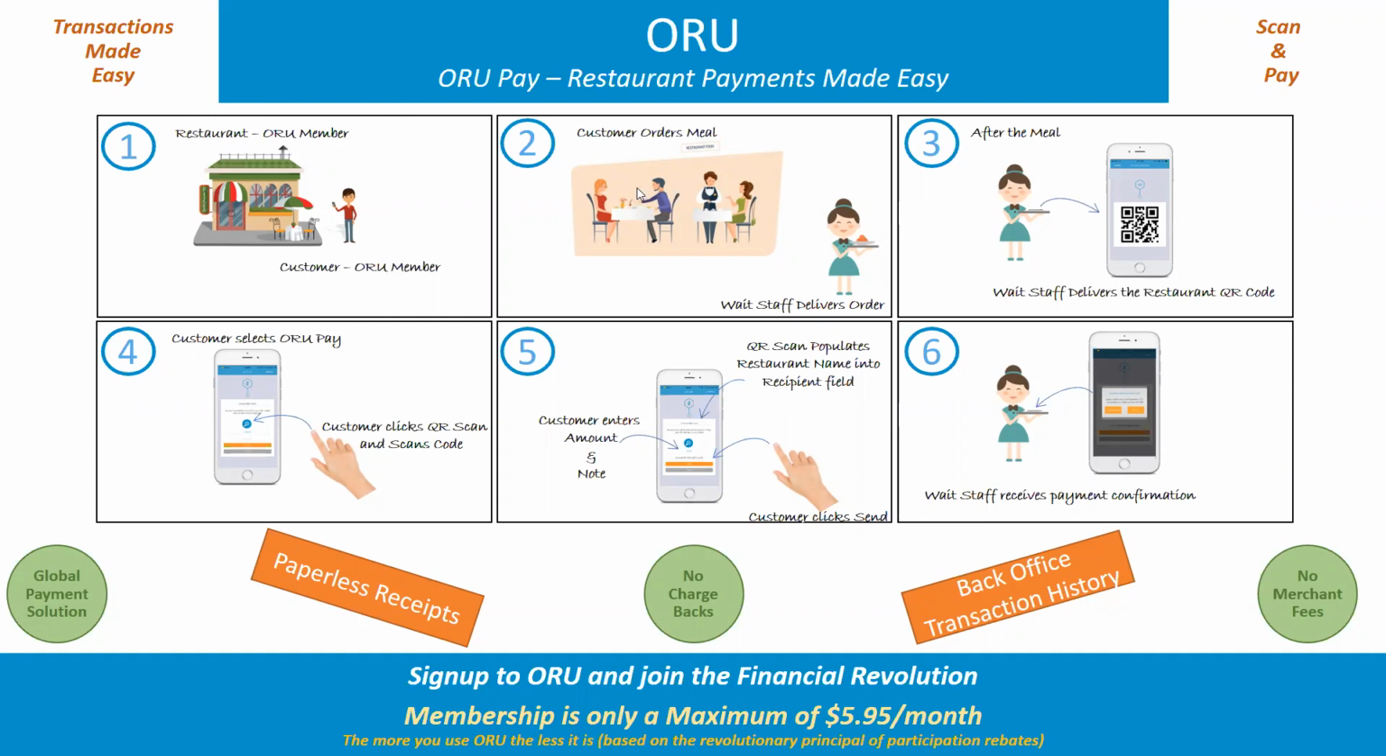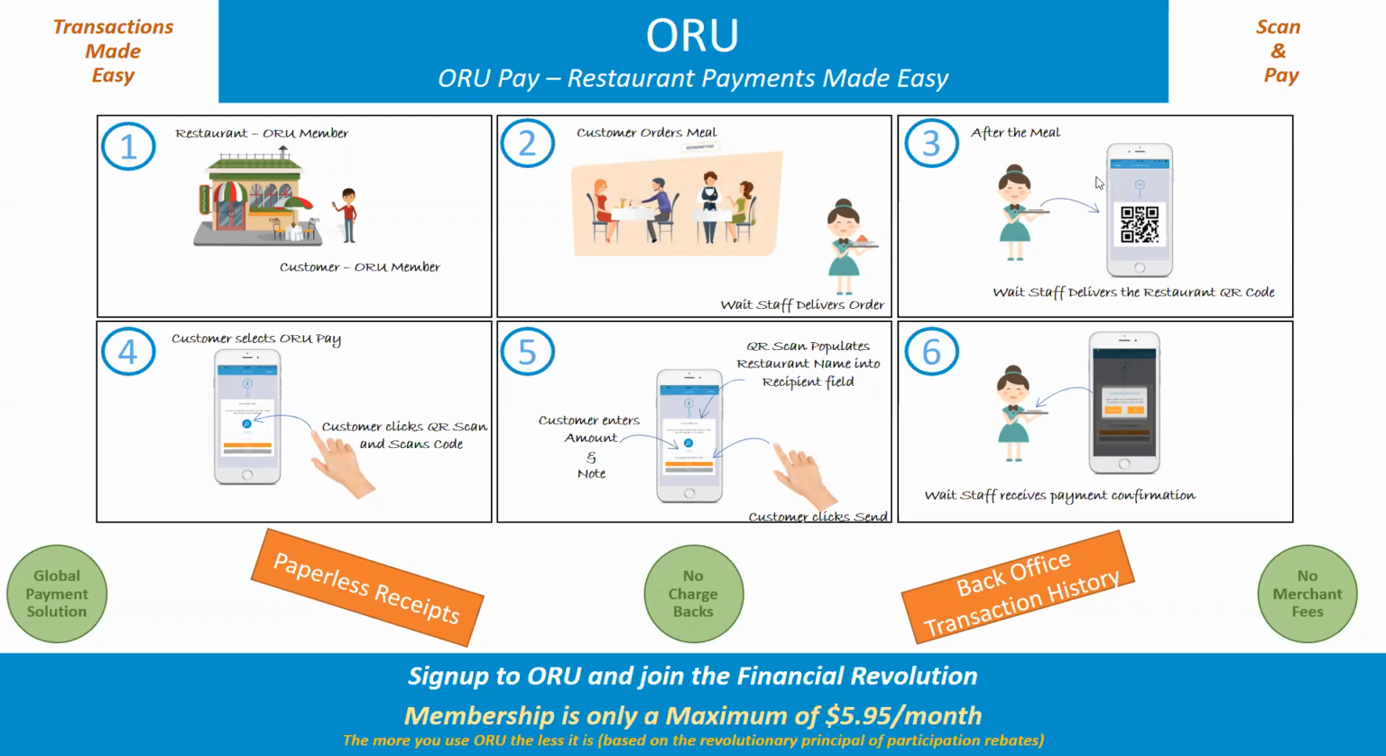we will see. Well, as per normal, the customer orders their meal and the waitstaff delivers the order. And then that's when the fun starts. After the meal, the waitstaff simply brings the restaurant's QR code to the customer. Now, the QR code can be found on the ORU Market app, or if you're on a PC, you can find the QR code and you can print it out.